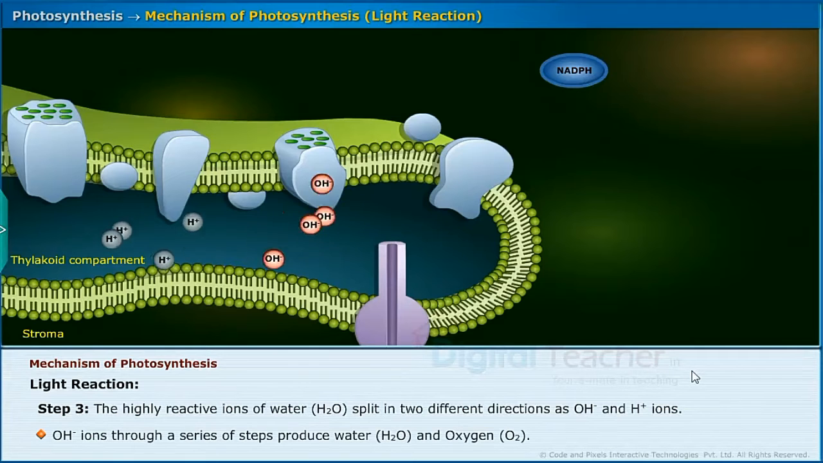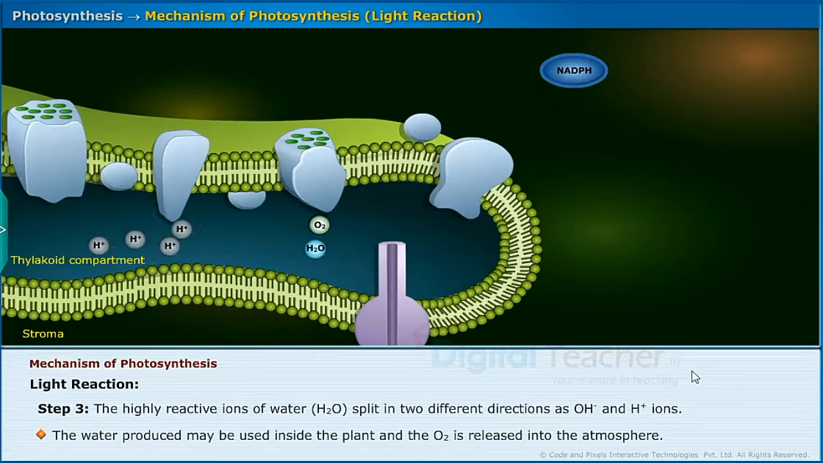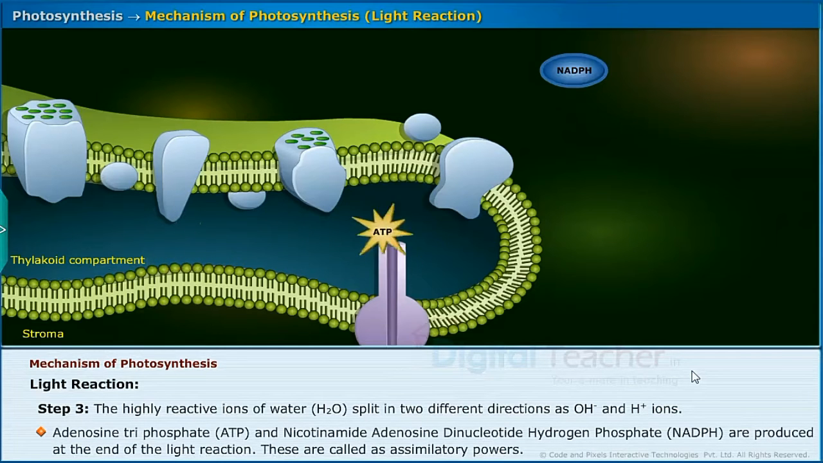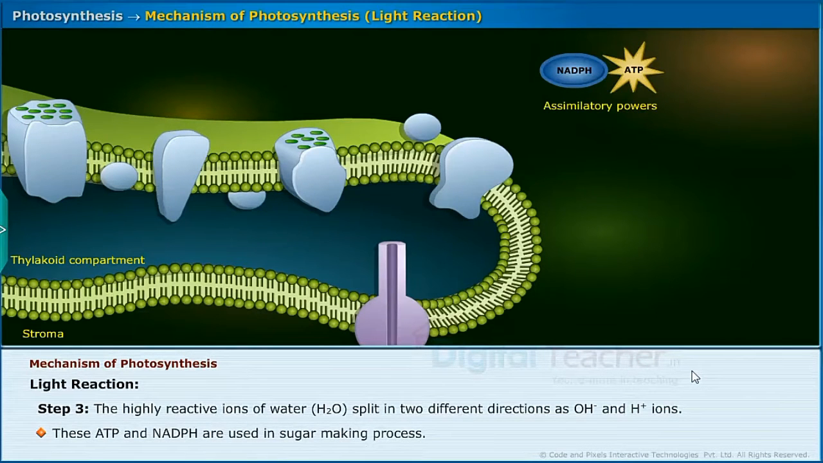The hydroxyl ions, through a series of steps, produce water and oxygen. The water produced may be used inside the plant, and the gas oxygen is released into the atmosphere. The hydrogen ions undergo a series of changes in the dark reaction. Adenosine triphosphate, ATP, and nicotinamide adenine dinucleotide phosphate hydrogen, NADPH, are produced at the end of the light reaction. These are called assimilatory powers. These ATP and NADPH are used in the sugar making process.